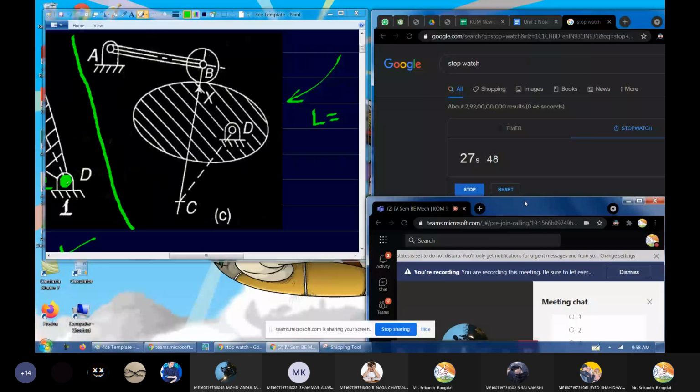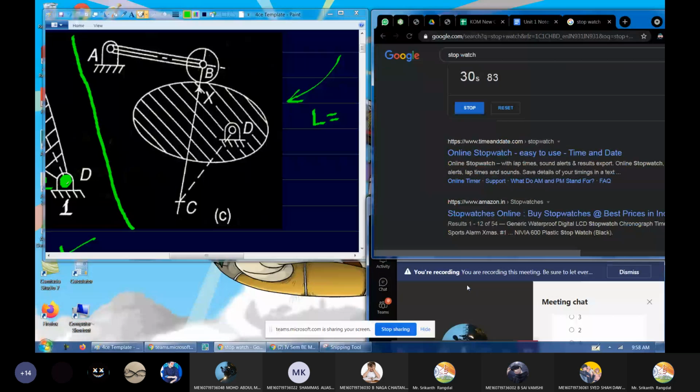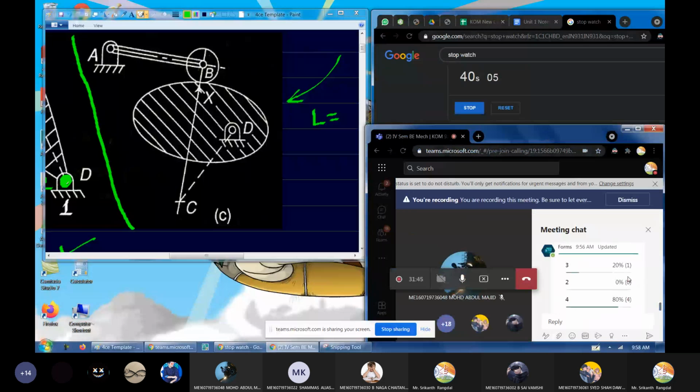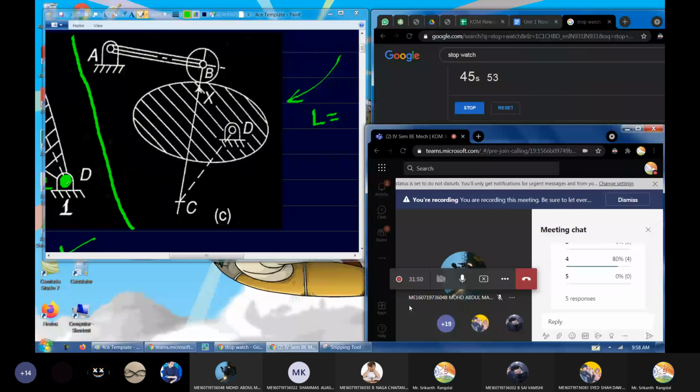So timer is here and I'll keep this chat box here. Okay, 3 students have answered. Come on, make it fast. I want all of you to answer it, okay?